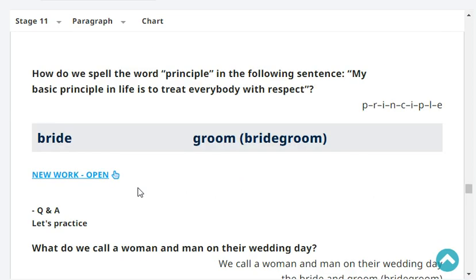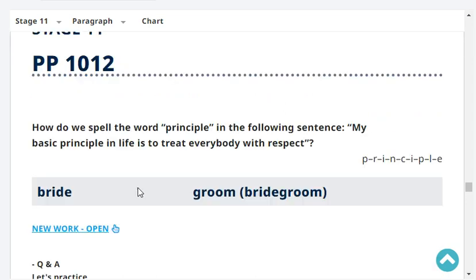Okay, next. How do we spell the word principle in the following sentence? My basic principle in life is to treat everybody with respect. P-R-I-N-C-I-P-L-E. Very good.